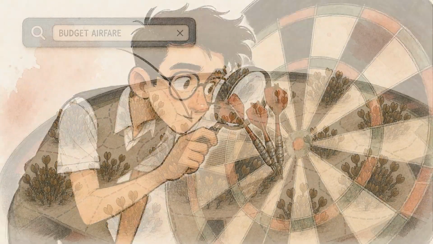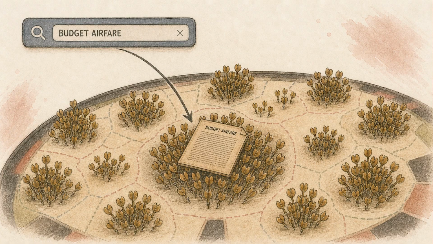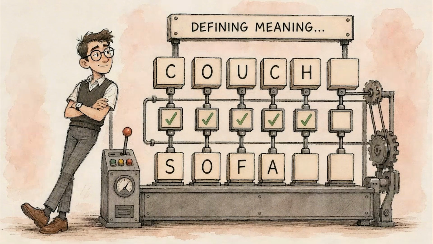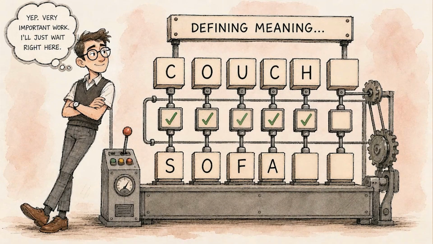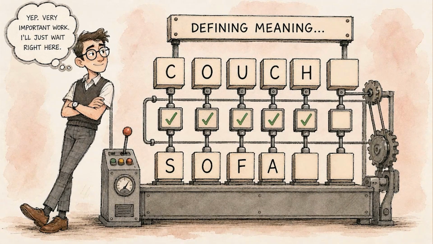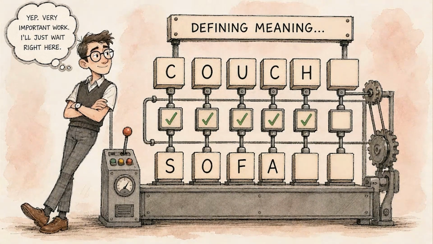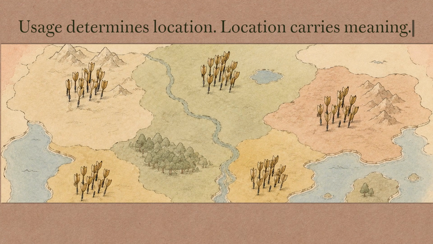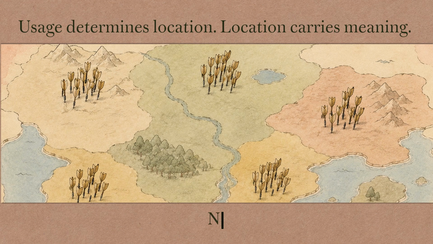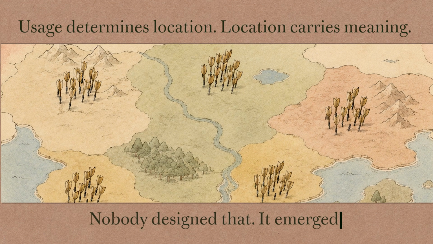That is embedding. A location, a position that stands for meaning. Similar things are neighbors and different things are far apart. Simple. Nobody filed those words. Nobody decided that couch belongs near sofa. The model figured it out itself and learned to map by reading text and asking the same question over and over. What words tend to appear together? Usage determines location. Location carries meaning. And nobody designed that. It just emerged.